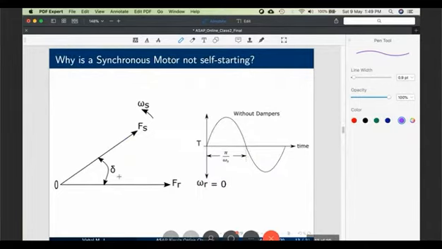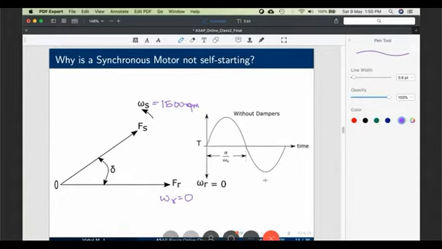Why is a synchronous motor not self-starting? I explained this in the last class, but anyway, this is the condition. At the time of starting, your rotor speed is 0, whereas the rotating field is at, say, 1500 rpm for a 4-pole machine. What happens is that delta abruptly increases. It will go from 0 to 360, again 0 to 360, over several cycles.